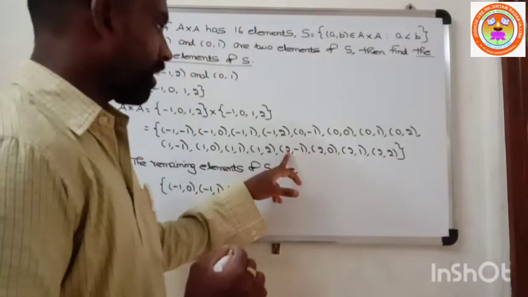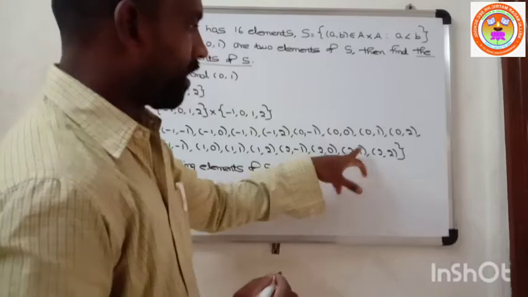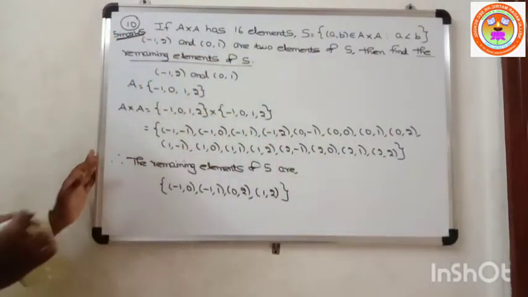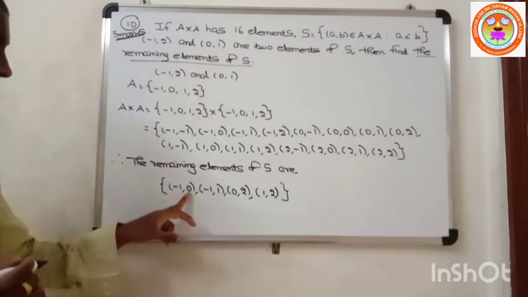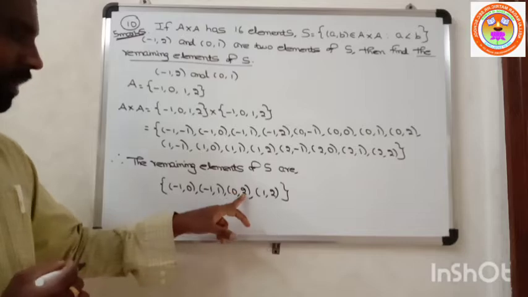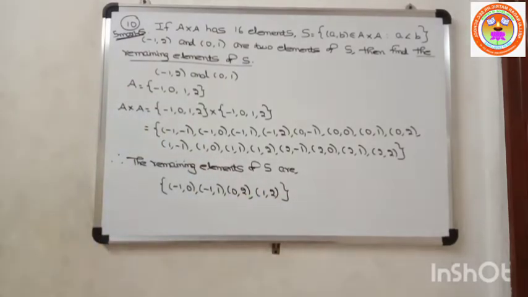First number greater, not possible, three times. They are equal, not possible. So what are the remaining elements? (-1, 0), (-1, 1), (0, 2) and (1, 2).